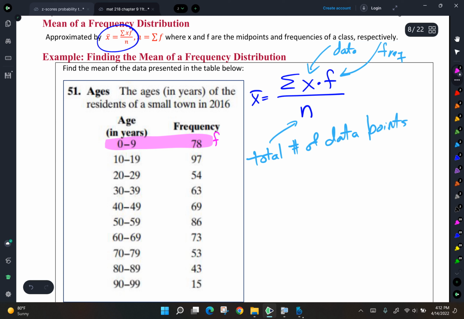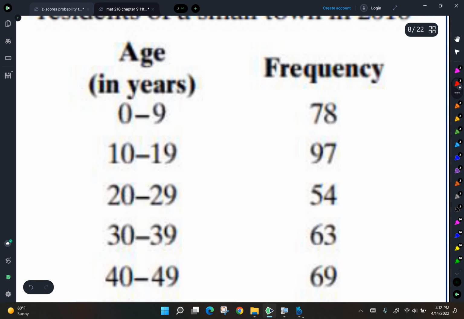But my problem is I don't have an X. I have a range of values, 0 to 9. Actually, we account for this, because if you look back up at how we define this, we said we're not finding the mean, we're approximating the mean. The reason we approximate it is because of the nature of a frequency distribution. This frequency distribution tells me that I have 78 individuals whose ages range somewhere between 0 and 9. I don't know what they are.